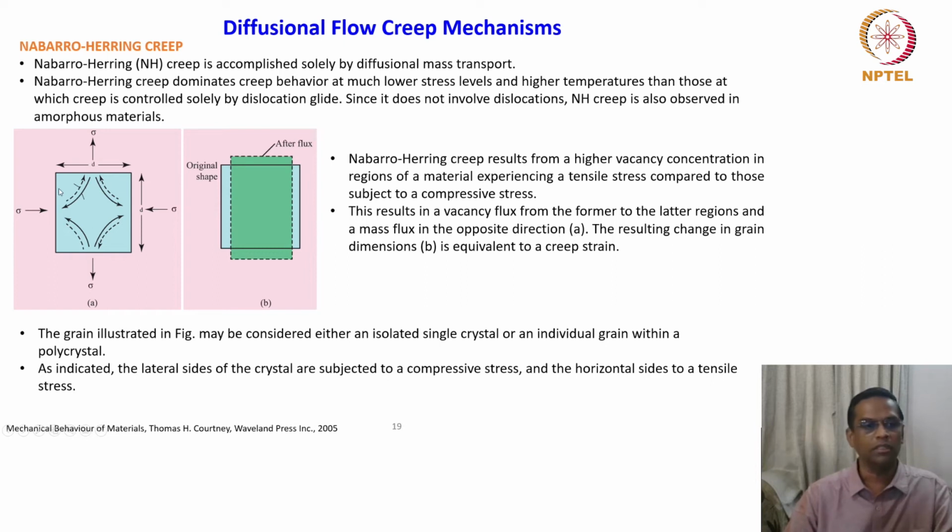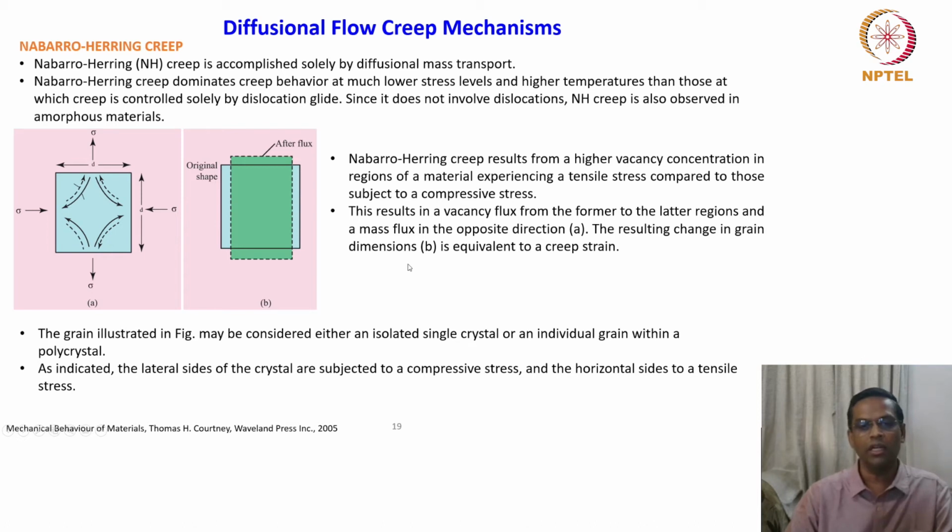That is what is shown here. Okay. So the vacancy flux is in one direction, and the mass flux is in the opposite direction. So you can see the dotted line and the solid line, right? That's what is shown here. This results in the vacancy flux from the former, that is from the tensile to the compression region, and the latter, that is the mass flux, going from the sides to compression to the tensile region. So this is what you have to appreciate.